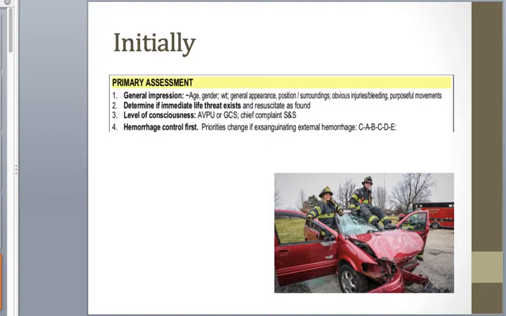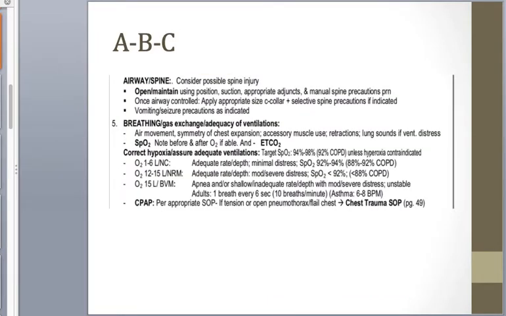Hemorrhage control first. Priorities change if exsanguinating external hemorrhage. If we need to throw a tourniquet on somebody, that's going to go first. Airway, breathing, circulation. The first thing on this list is airway and spinal injuries. Consider spine injuries. Other than that, we're going to want to open and maintain the airway using positioning.